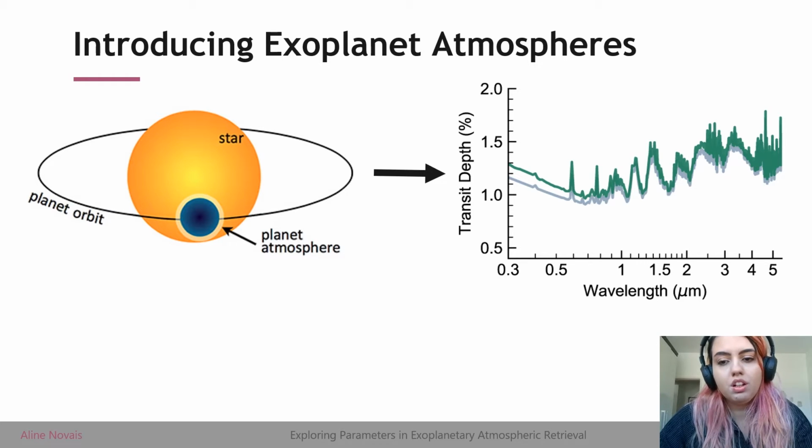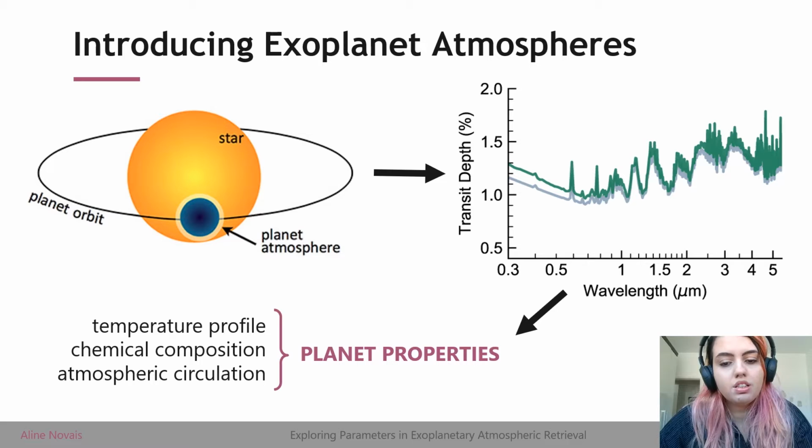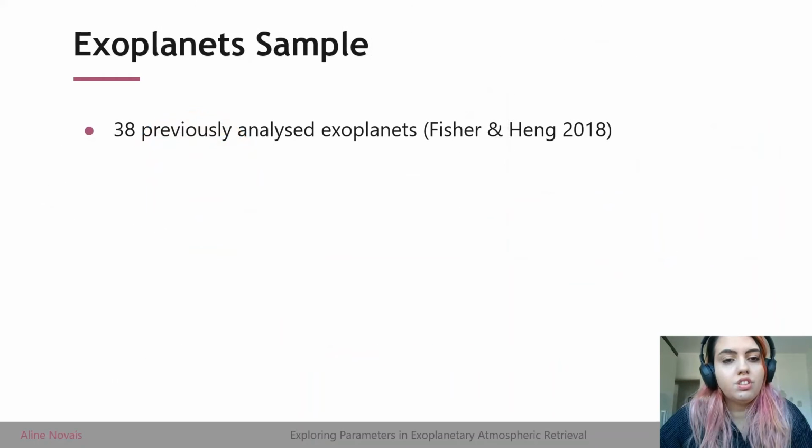So here's an example of a transmission spectrum, where the theoretical spectrum is the gray and the observed spectrum is the green. So from this spectrum we can obtain some planet properties, for example, the temperature profile, the chemical composition, and the atmospheric circulation as well. Unfortunately, it's not that simple to obtain an exoplanet atmospheric spectrum.